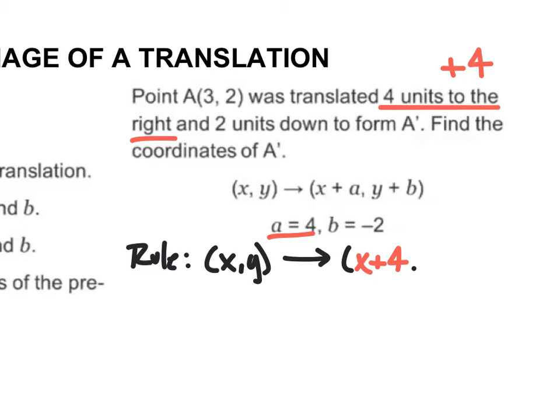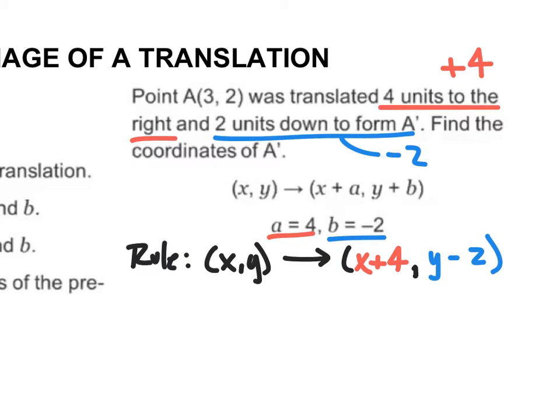Then we want to move it 2 units down. That means that I'm going to subtract 2. And remember, A was positive, we move to the right, B is negative, we move it down. And so that's how we get those values. So I have this rule here, then I have y minus 2.